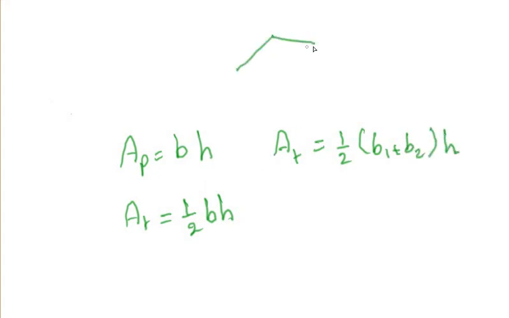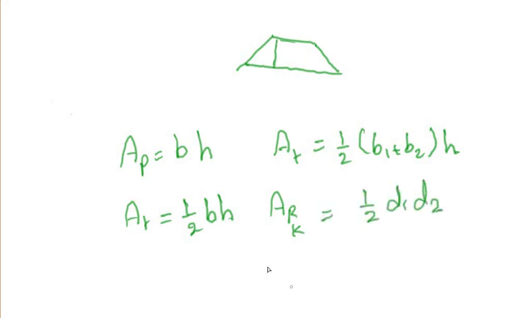If you remember, these are the two bases, the two parallel sides, and this is the height. For a rhombus or a kite, the area is half D1 times D2.